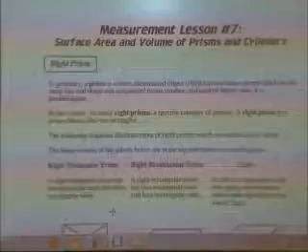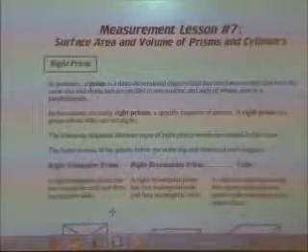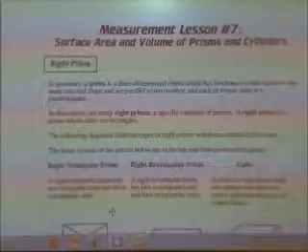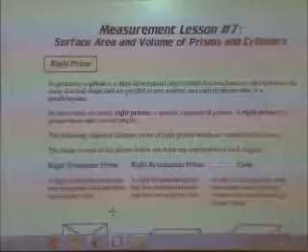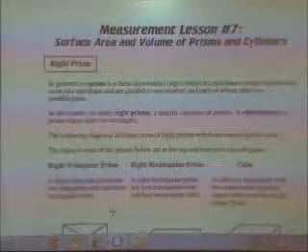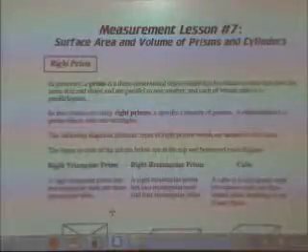Lesson 7, surface area and volume of prisms and cylinders. This should still be a review of things that we have done in junior high and a little bit in high school. So calculating these shapes should not be anything new. They should be a refresher.